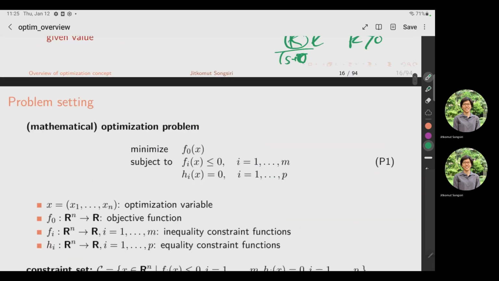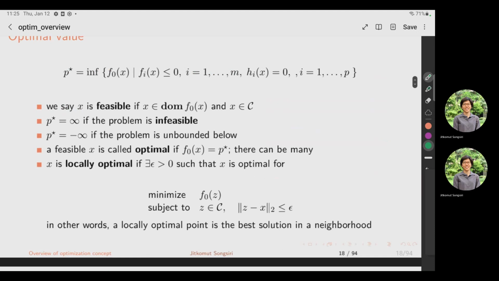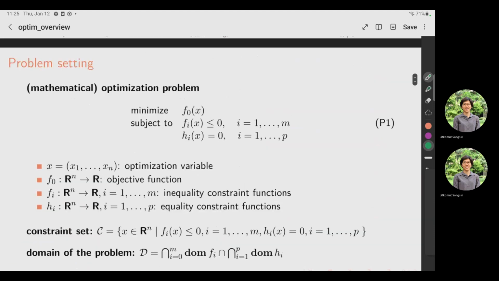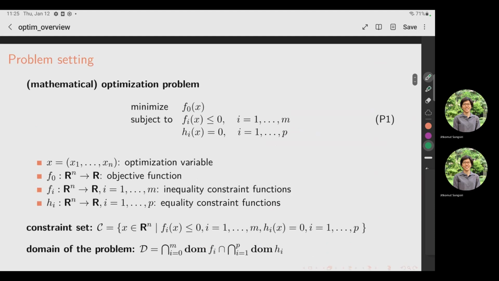Now I would like to spend maybe 2 minutes, 5 minutes explaining the problem setting. This is how we explain the mathematical optimization problem in standard form. F naught is called the objective function. Your x is in R^n, typically, the optimization variable.